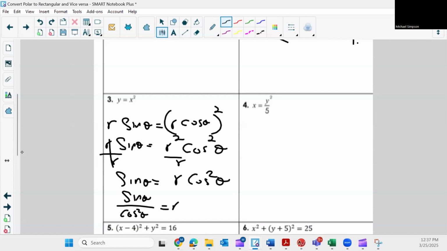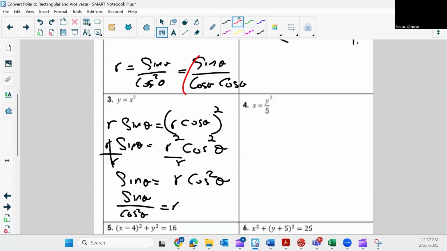Almost there. Okay, let's come up here. We have r is equal to sine theta over cosine squared theta. Good. I can write this as sine theta over cosine theta times cosine theta. Where's my tan coming from? So this is going to give me my tangent right here. Yeah, so that's tangent.